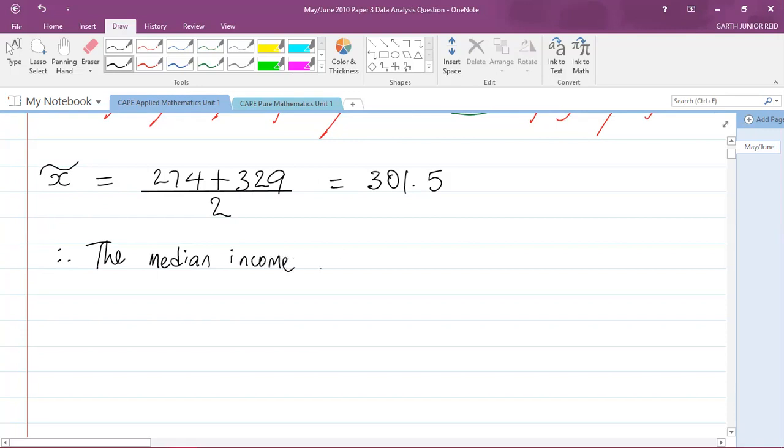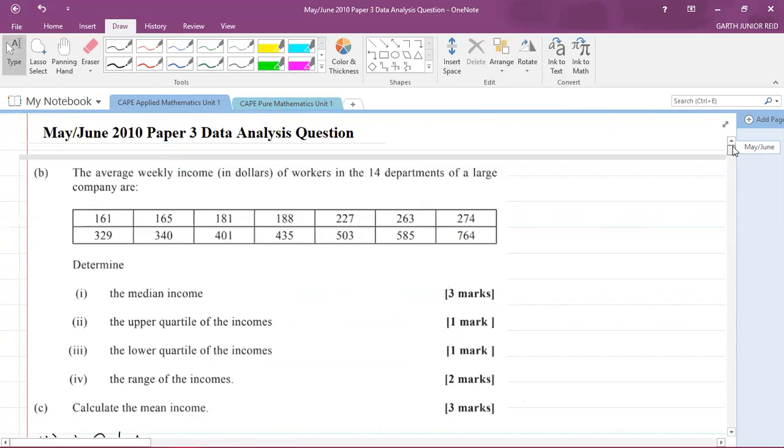Therefore, the median income is $301.50. That is my answer. So part 1 is now completed, and that will give you your 3 marks there.